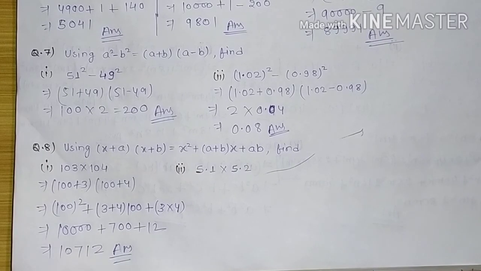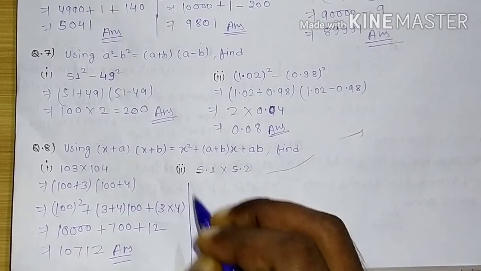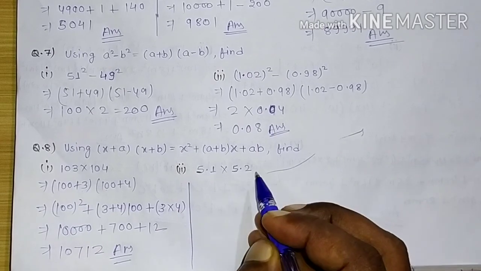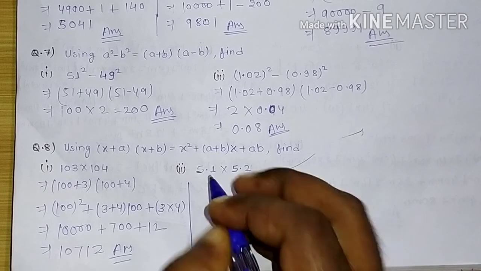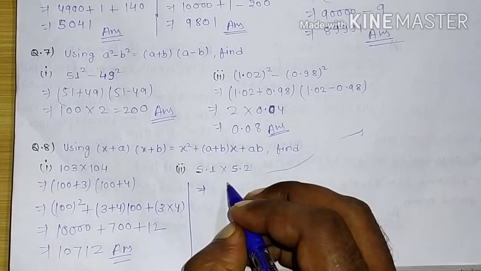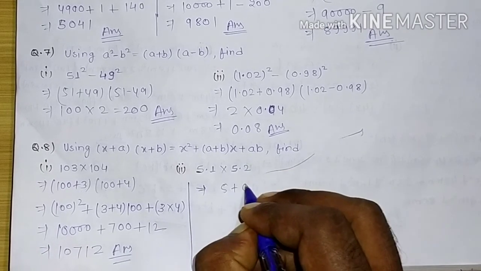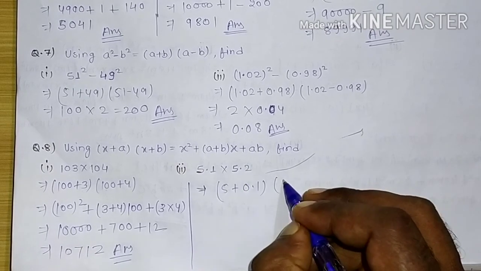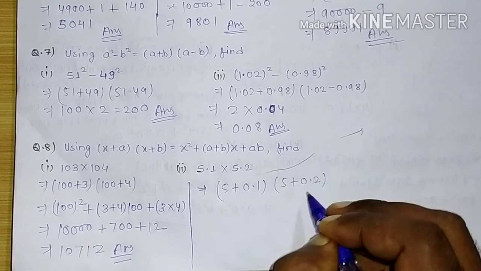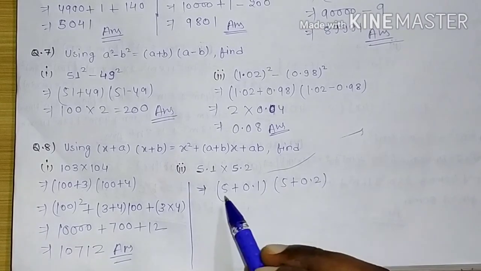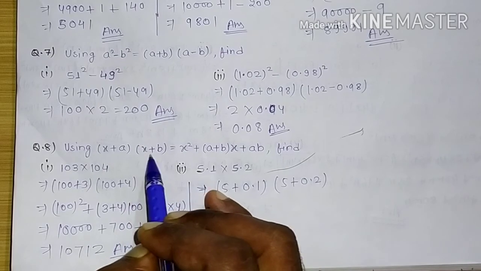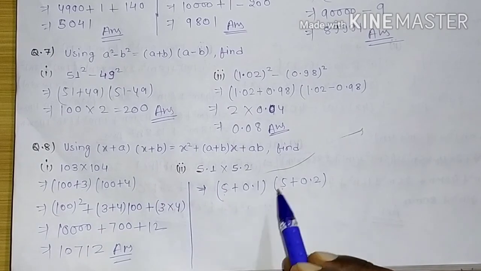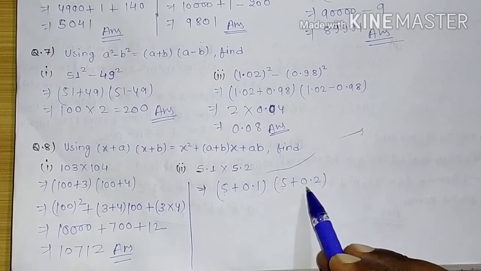Now it's very easy. The next question, that is question number 2: 5.1 multiply 5.2. At the place of 5.1, we can write 5 plus 0.1, and at the place of 5.2, we can write 5 plus 0.2, where this expression is in the form of x plus a and x plus b, where x is 5 and a is 0.1 and b is 0.2.